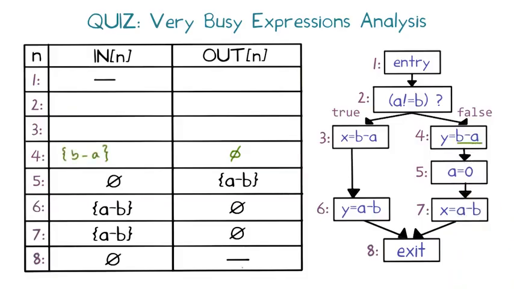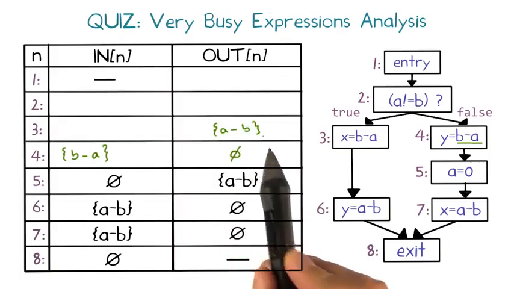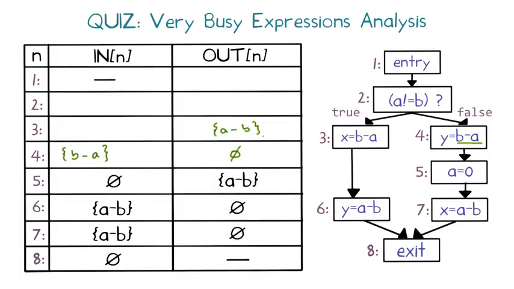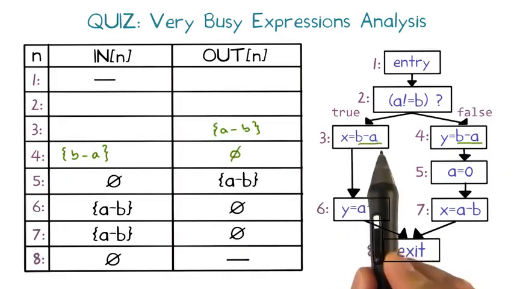For node 3, our out set is the same as the in set of its only successor, which is node 6. Since x is not present in any expression in the out set of node 3, we don't kill any expressions. We'll just add the expression being defined to the in set.